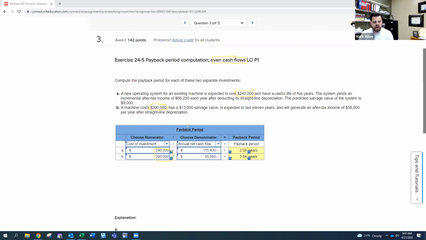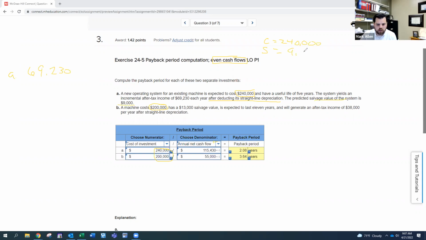And then we're going to divide that by, of course, our annual net cash flow, which you'll notice they did not give me. But they did tell me that for A, we have projected net income of $69,230. But notice this is after deducting straight line depreciation. So you say, okay, well, what information do I need for straight line? Well, I need cost, which in this case is 240. I need salvage, which in this case, they told me 9,000.